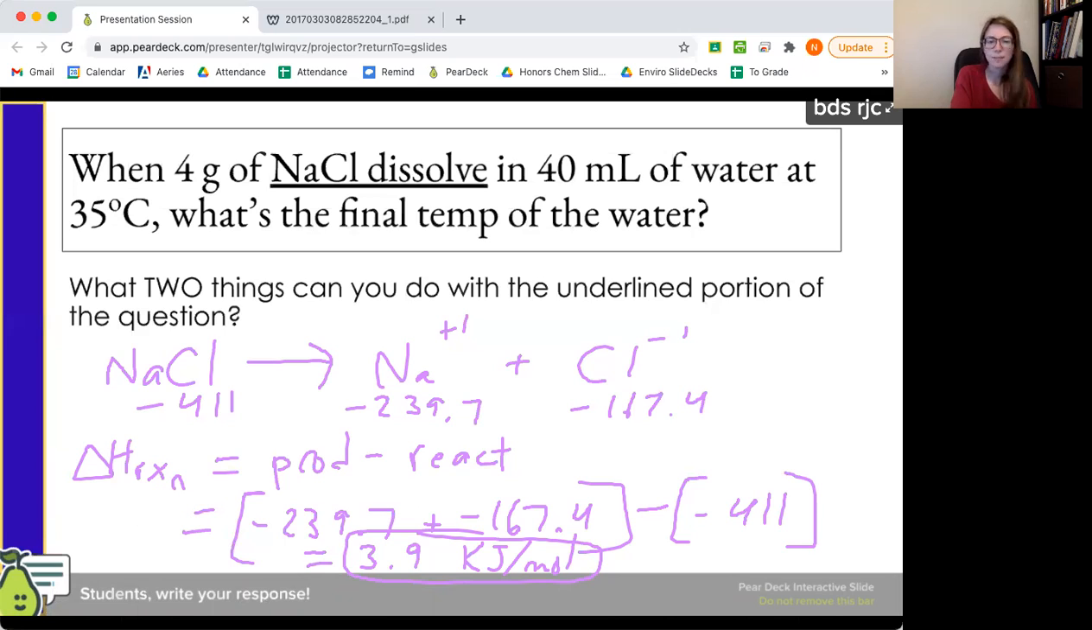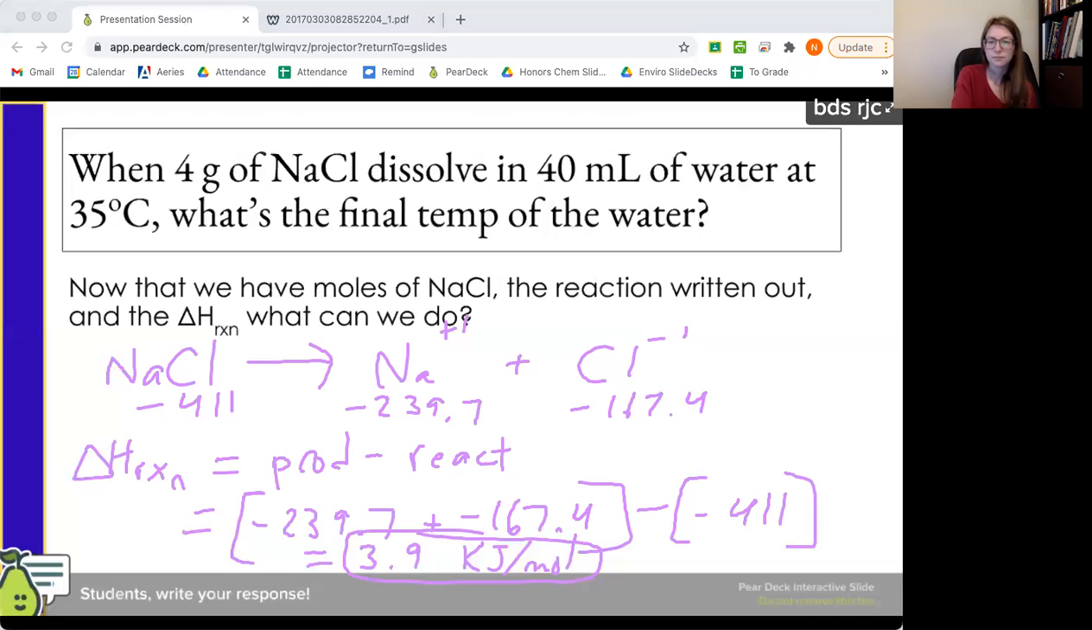Alrighty. I'm going to leave that up there for you. If you still need to copy it, go ahead and try this next one on the Pear Deck. Now that we have the moles of NaCl, the reaction written out, and the heat of reaction, what could we do to try to solve this question?